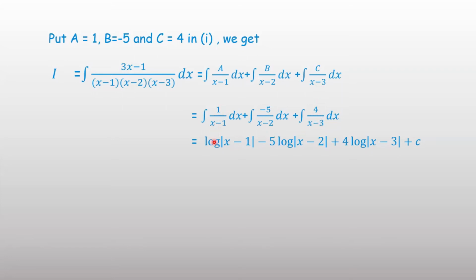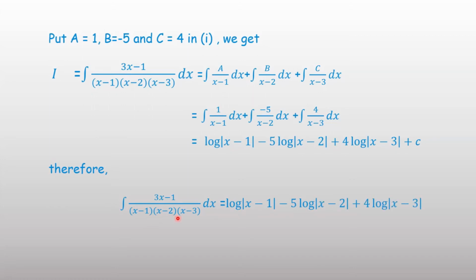Integration of 1 upon x minus 1 is log x minus 1. Minus 5, integration of 1 upon x minus 2 means log x minus 2. Plus 4 log x minus 3. Hence you are getting the final result as integration of 3x minus 1 upon x minus 1 into x minus 2 into x minus 3 dx equal to log x minus 1 minus 5 log x minus 2 plus 4 log x minus 3 plus c.